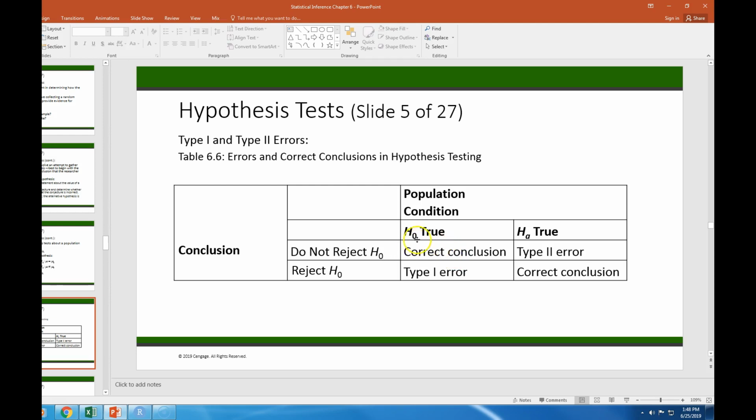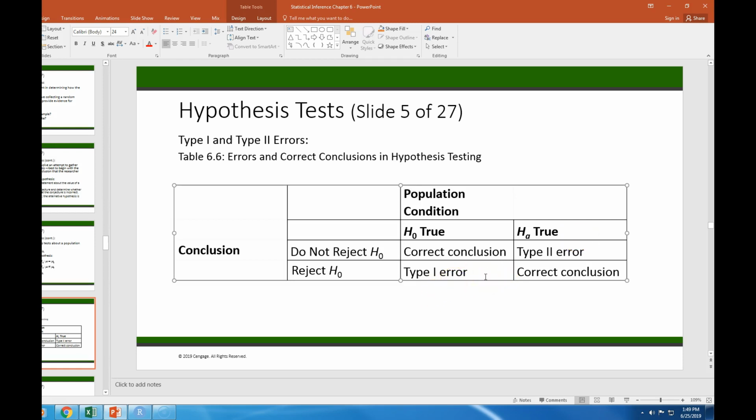Either the null hypothesis is true, and because of the test we end up not rejecting H naught, which means we made the correct decision and the correct conclusion. The same goes in this 4th case when the null hypothesis is not true, the alternate is true, and we reject the null hypothesis. That's also the correct decision. However, there are 2 cases where we might be making an error.